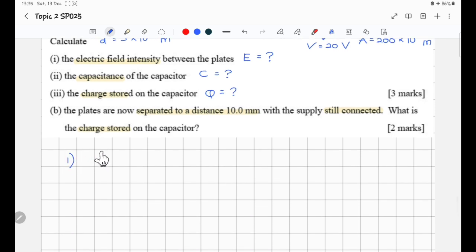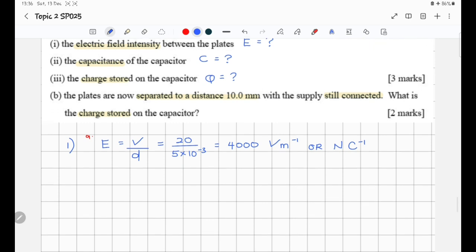For question number 1, E. Since this is two parallel plates, the formula we can apply is equation number 9 from the list. So E equals V over d. Keep in mind, V here is the potential difference, not the potential of the positive plate or the negative plate. So do your substitution and simply press the calculator. Very straightforward. Or you can use Newton per Coulomb. Both units are accepted, as long as you write the unit.